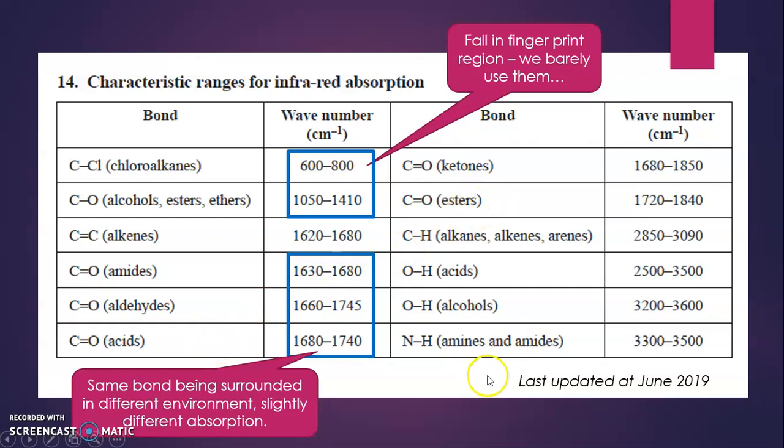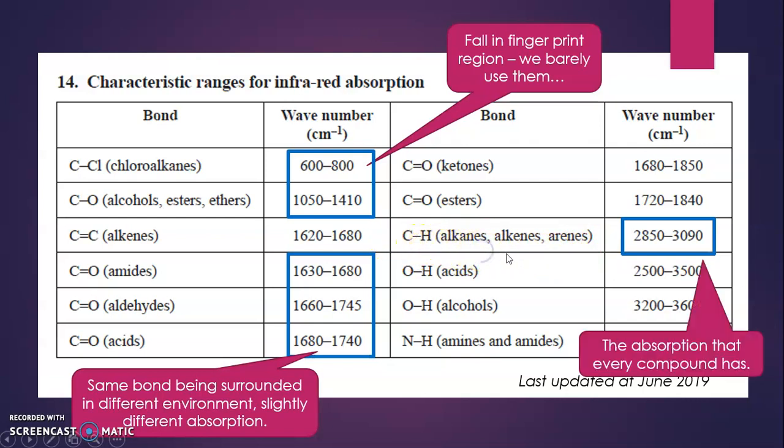And then we have the carbon-hydrogen bond. You'd be like, what do you mean by carbon-hydrogen bond? Don't all organic compounds have carbon-hydrogen bonds? Yes, it is the absorption that every compound would have. But because the carbon-hydrogen bond is in a different environment when there is a different functional group around, their absorption might be different. Sometimes strong, sometimes a wide absorption band.